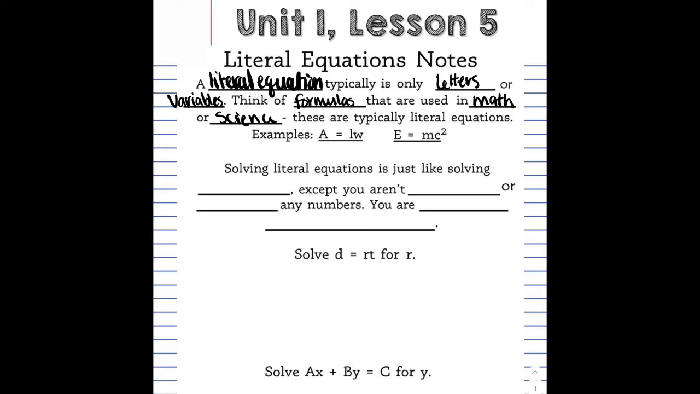So I have some examples here. We have A equals L times W. Well, that's area equals length times width. So it's represented by all letters, but we can solve for area, we can solve for length, we can solve for width. We also have E equals MC squared. This is a science equation, right? These are things that we recognize that we can solve for.